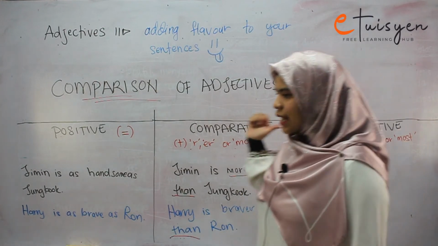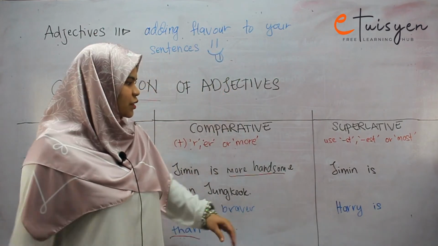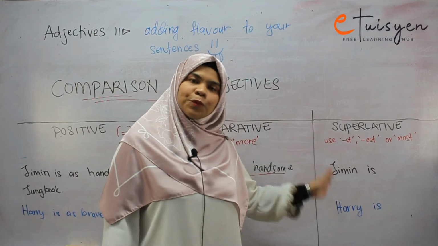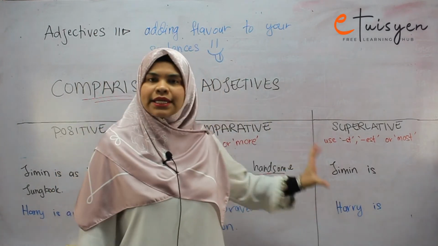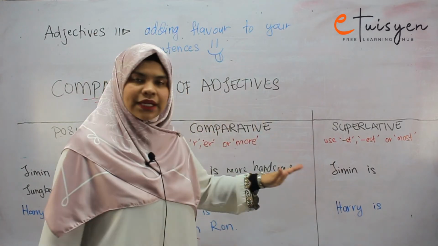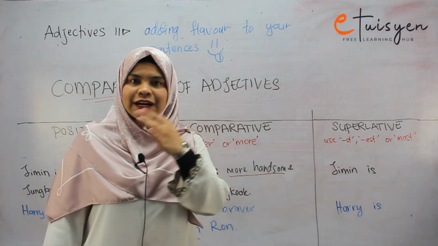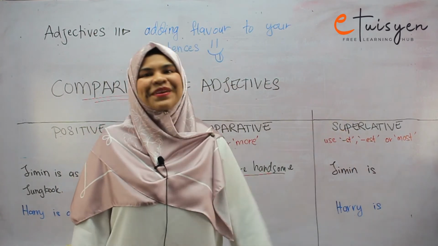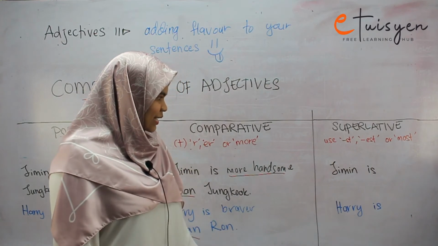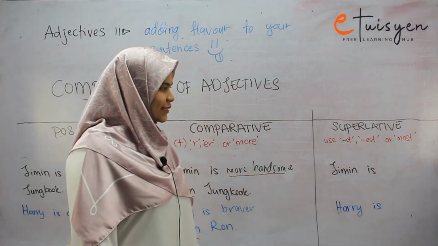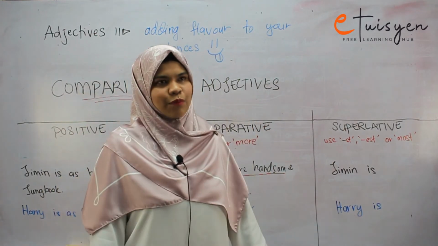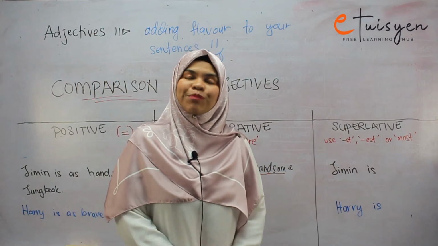Okay, now let's go to the last column here, superlative. So remember, for superlative, you're saying it's the highest level. You're not comparing them anymore. You say that Jimin is handsome, right? He is the handsome in the world, okay? So in this case, for handsome, do I add just ST, EST, or more, or the word most? Or the word most.